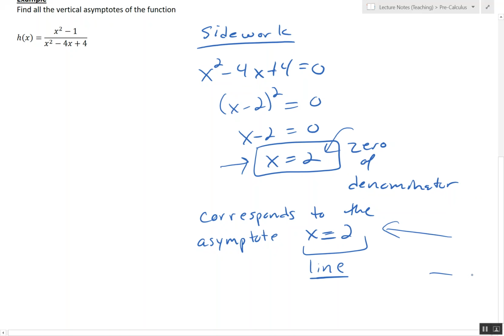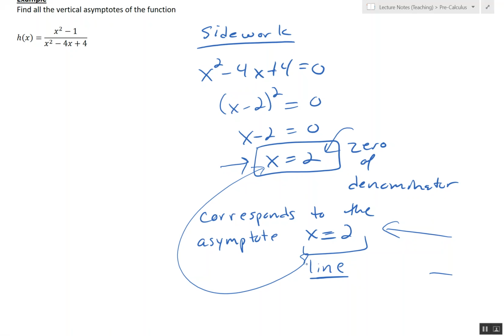So notice that they're in correspondence with one another. If you find a 0 of the denominator, that gives you an equation of the line. So the notation is supposed to suggest a relationship between the two. The fact that they have the same equation representing two different objects is totally fine, and it's there to remind you that these two things are related. So that's my example here.